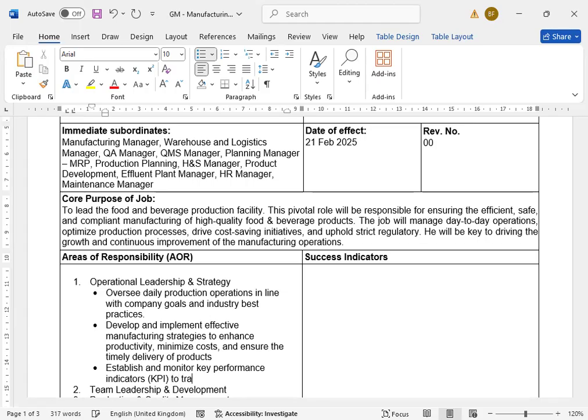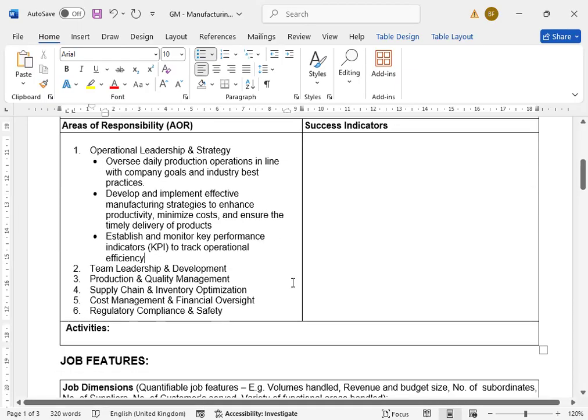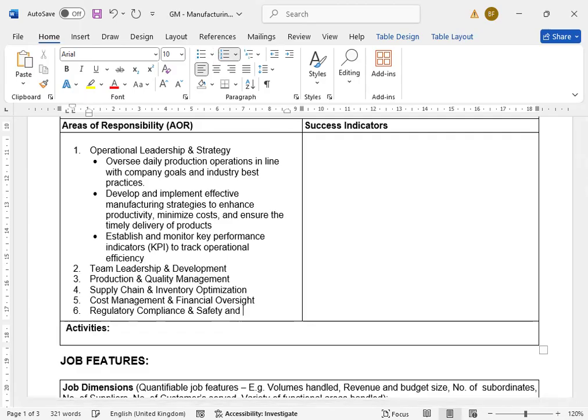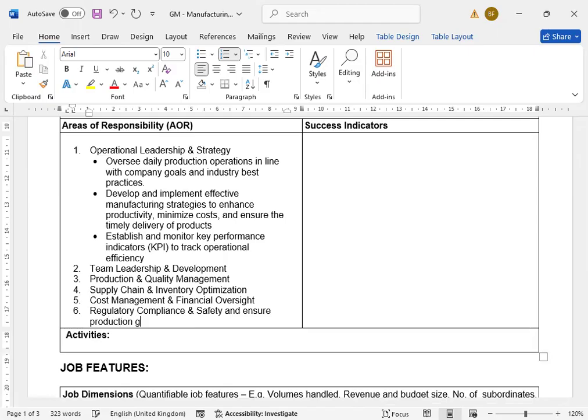KPIs to track operational efficiency, and ensure production goals are met. Okay. You got it? I hope so.